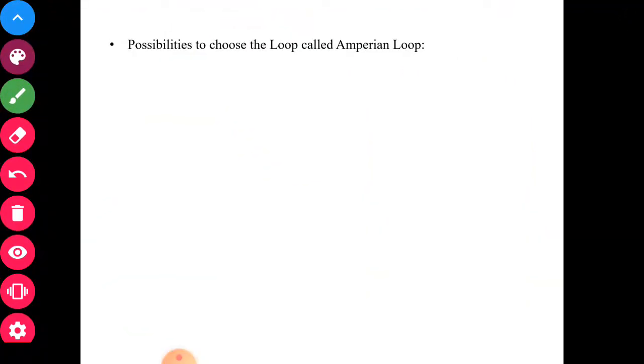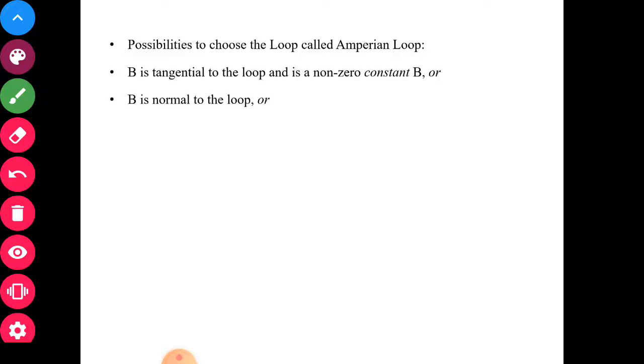Possibilities to choose the loop called Amperian loop: B is tangential to the loop and is non-zero constant, or B is normal to the loop. You are choosing the loop in such a way that the magnetic field is tangential to the loop, or B is normal to the loop. The direction of the magnetic field is normal to the loop.